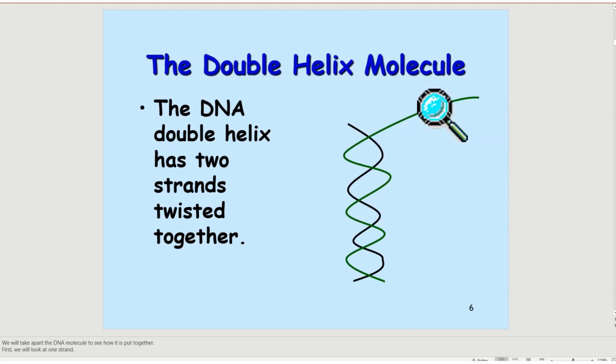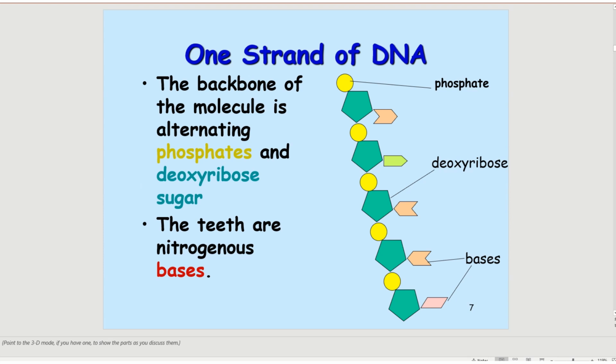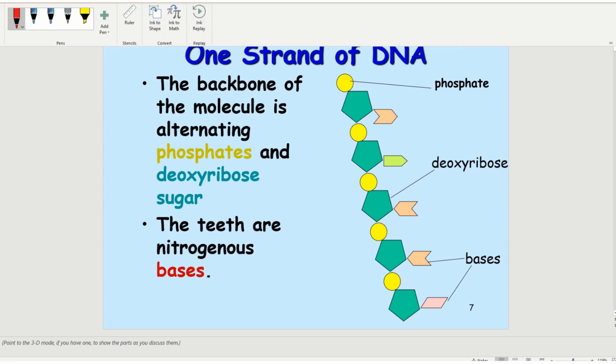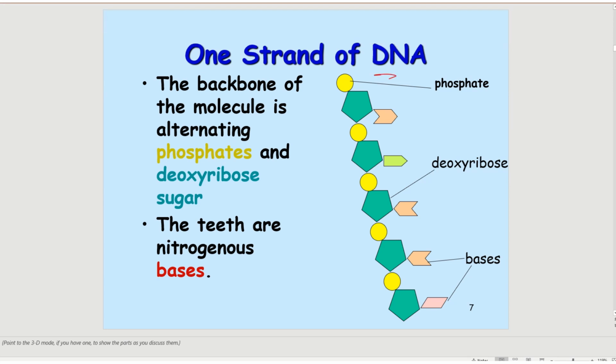And there you see it again, they're twisted together. Now, the backbone of the molecule is alternating phosphates and deoxyribose sugar for DNA. Yes? So the D is for deoxyribose sugar. And remember, sugars come in this shape. What shape is that? A pentagon. Sugars are either going to be pentagons or hexagons, but this one is a pentagon, okay?